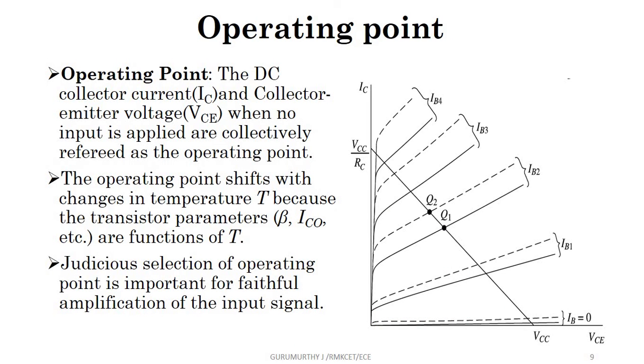So what is the operating point? The operating point is the DC collector current and collector emitter voltage when no AC input is applied, collectively referred to as the operating point. Suppose this is considered to be my operating point.